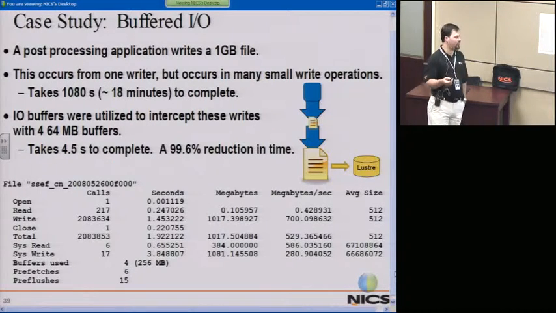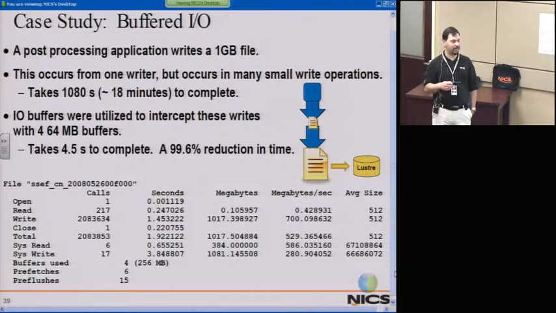This is a particular case study. We had an application which was writing a 1 gigabyte file, so not a very large file. But it was taking about 18 minutes to write this 1 gigabyte file. The reason it was taking so long is, if you look at that table at the bottom, all the way at the last column, the average size. The average size of those writes was 512 bytes, and it's writing a lot of those. It's doing that over 2 million times.